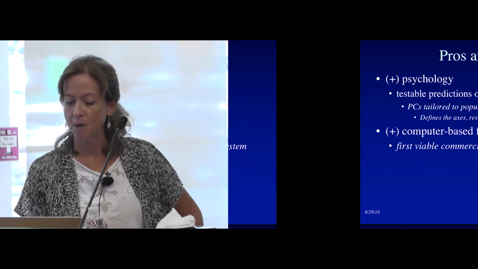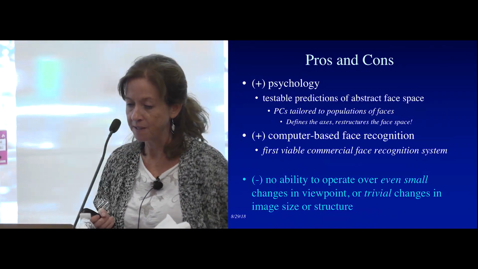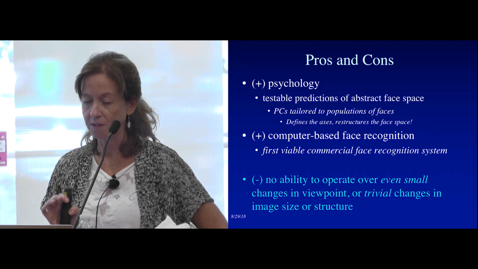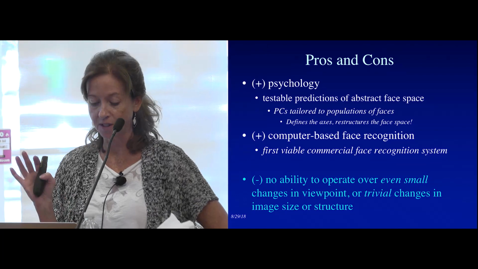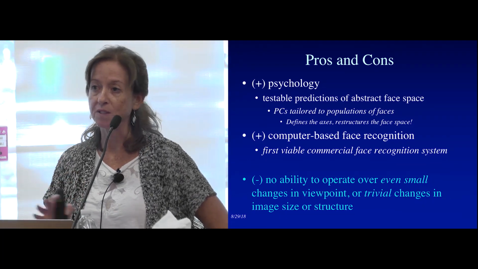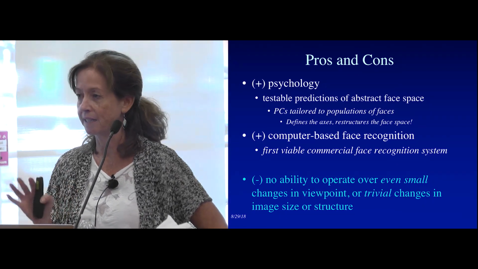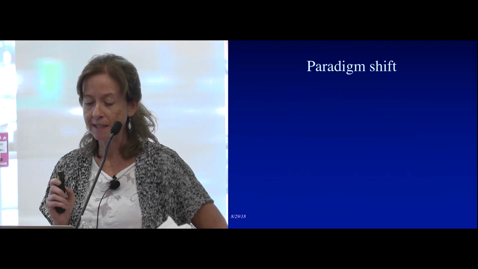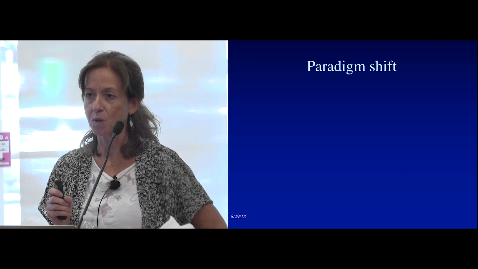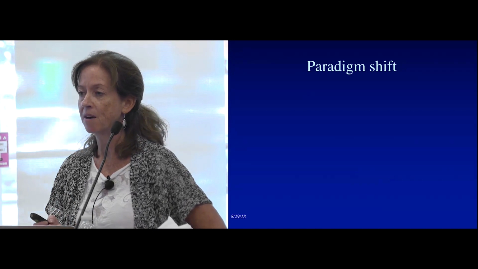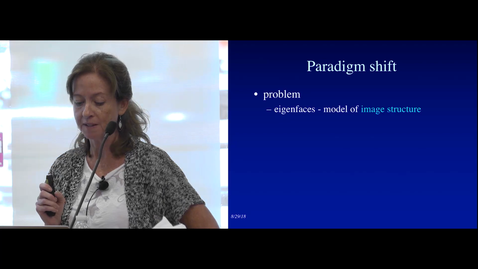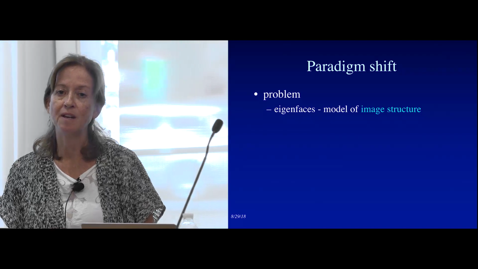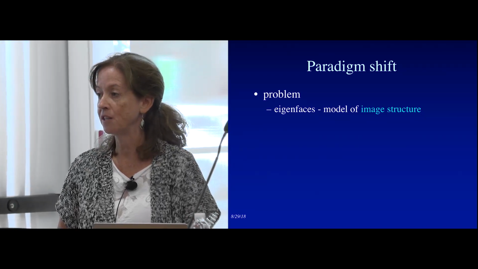But it has a big problem, and we all know what that problem is. It has really no ability to operate over even small changes in viewpoint or even trivial changes in image size and so on. There are ways to tweak this, and people tweak it, and it works a little bit better, but it's still a problem. So as things go in literatures of this sort, there was a paradigm shift. And that paradigm shift was built around an understanding that the problem with eigenfaces is that it models the image.